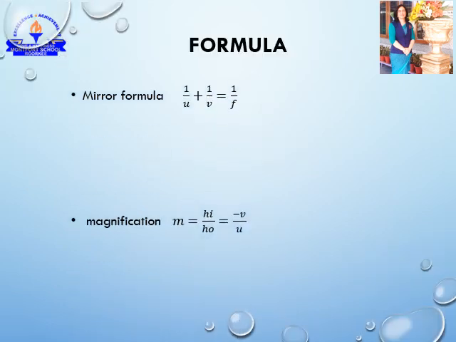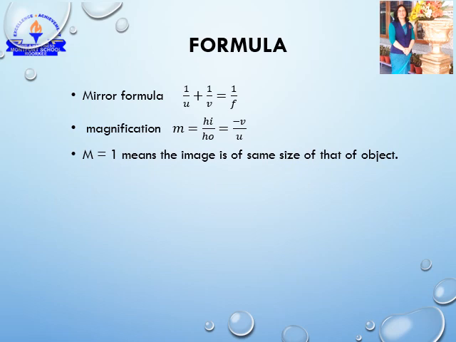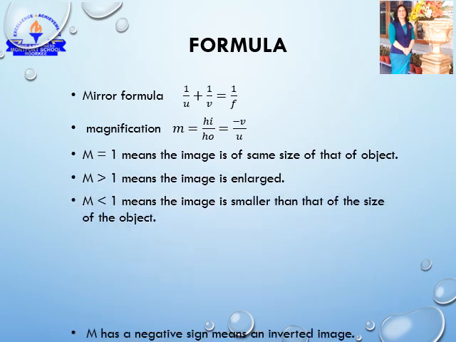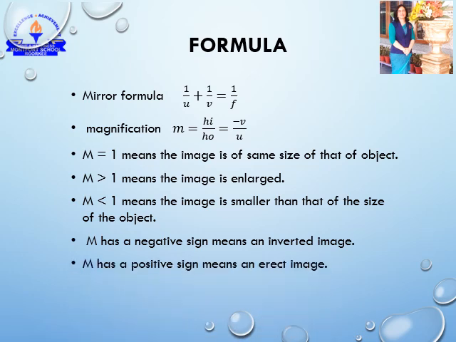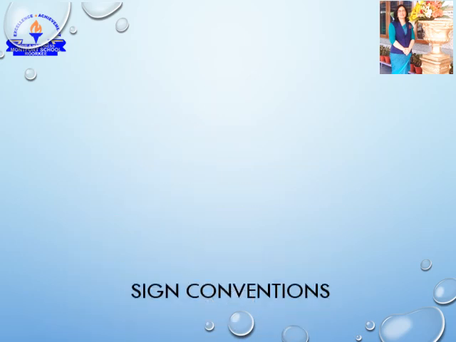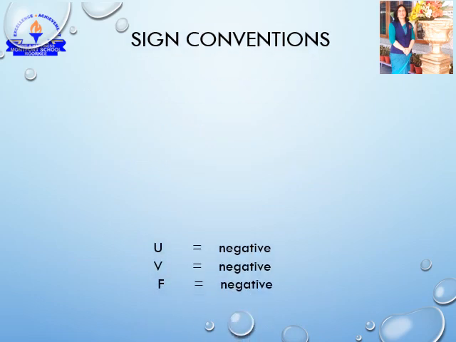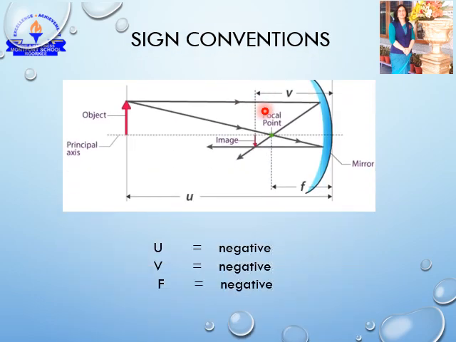So here are the formulas. Mirror formula, which is 1 upon u plus 1 upon v is equal to 1 upon f, and the formula for magnification, m is equal to hi upon ho, and m is also equal to minus v upon u. Sign conventions, we are going to find out how these sign conventions are applicable in a given numerical. So let us start with one of the diagrams given over here.